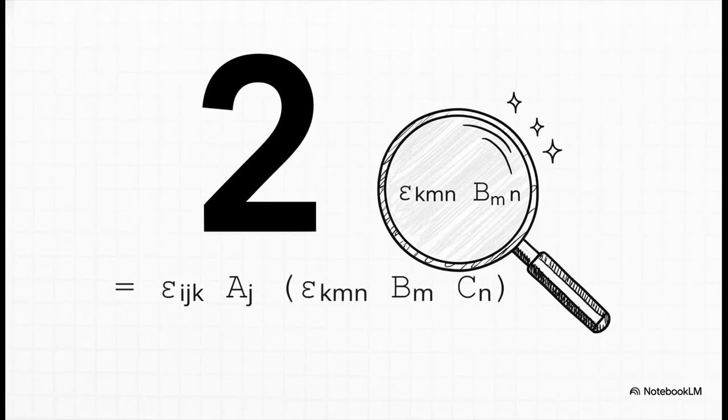Okay, step 2. Now we've got to deal with that (B cross C)k piece. Well, that's just another cross product, so we just apply the rule again. The kth component of B cross C is epsilon kmn BmCn. Now notice I have to use new dummy indices here, m and n. That's because i, j, and k are already being used in this term. So I just substitute this new expression back into our equation from the first step, and now we have an expression that's got 2 of these epsilon symbols in it.